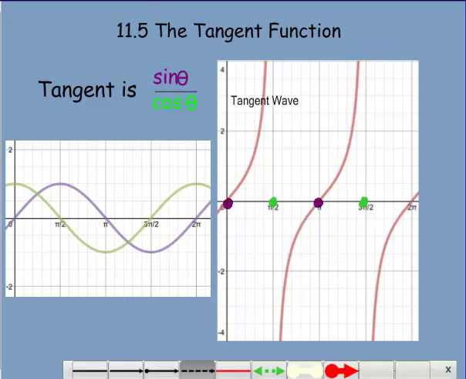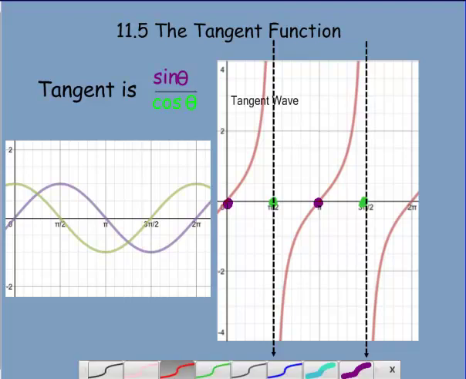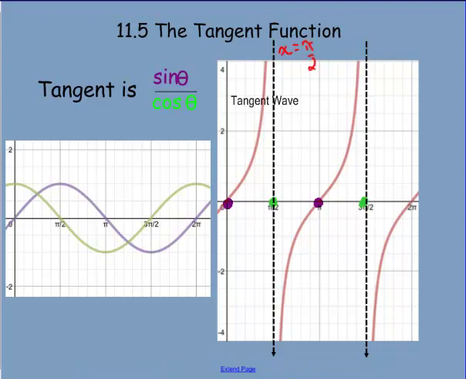So let's bring back that lovely word, asymptote. So the tangent wave has asymptotes. Right there, and right there, and forever and ever. Now I'm only showing you part of the graph. So right here, at x equals pi over 2, we are undefined. At x equals 3 pi over 2, the tangent wave is undefined. And that's because the cosine would have been 0 there.